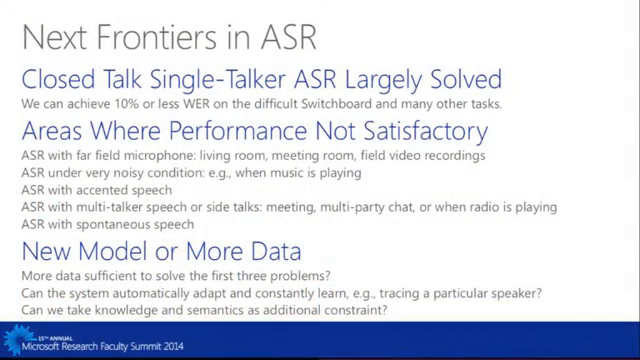So moving forward, we consider that closed-talk single-talker ASR is largely a solved problem. In most commercial systems nowadays, you can achieve more than 90% accuracy. And some companies even consider that their goal is to get 90% sentence accuracy. Okay. But we still have areas we need to work on.